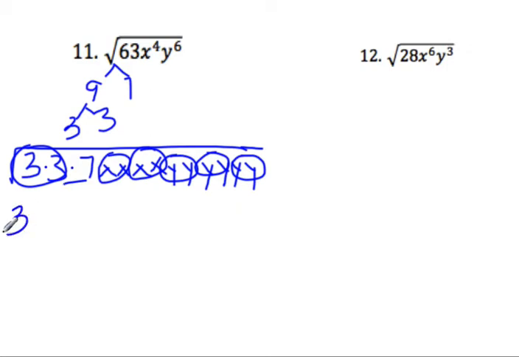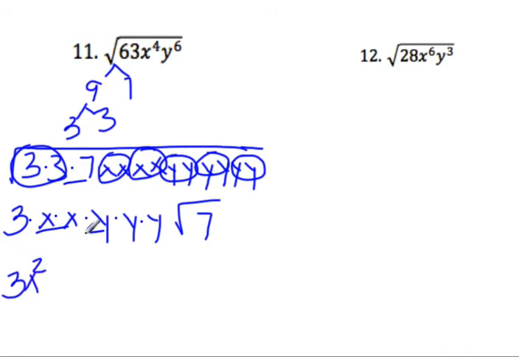So I'm going to pull out a 3, I'm going to pull out 2 pairs of X's, and I'm going to pull out 3 pairs of Y's. The only thing that's left underneath the radical or the square root is that 7. So I have 3, x times x is x squared, y times y times y is y to the third, and then we're going to have the square root of 7. So that right there is your final answer for number 11.